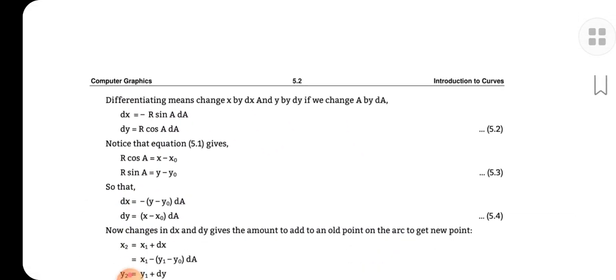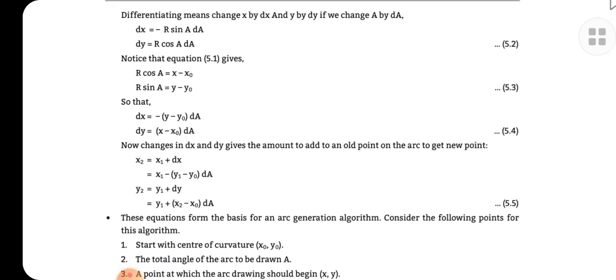Differential means a change in x by dx and in y by dy. If we change A by dA, then dx = -r sin A dA and dy = r cos A dA. Notice that r cos A = x - x0 and r sin A = y - y0. So dx = -(y - y0) dA, and dy = (x - x0) dA.